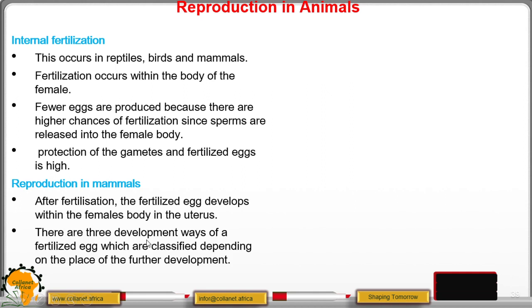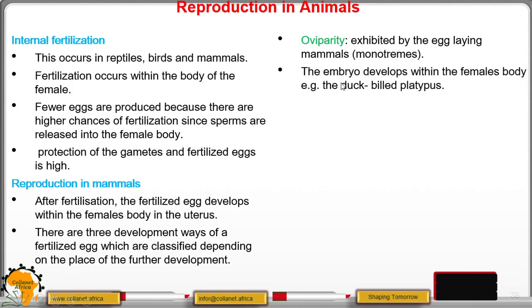And there are three development ways of a fertilized egg, classified depending on the place of further development. We have the first one called oviparity, and it is shown by egg-laying mammals, normally known as monotremes. In this case, the embryo develops within the female's body. For example, the duck-billed platypus.